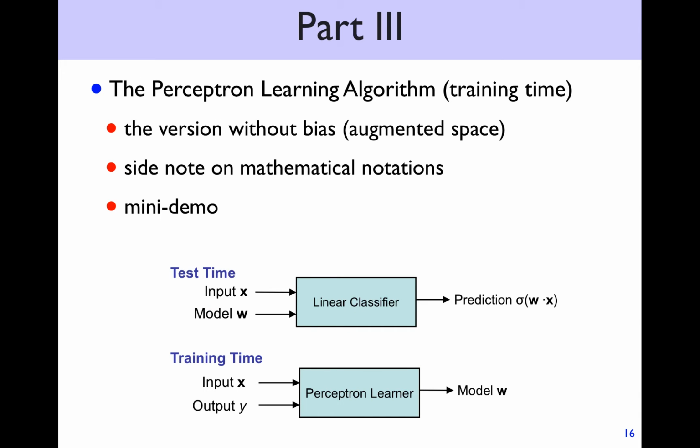Now part 3, the central part of weeks 2 and 3. That is the most important part. Because as we said, given a model, you can do a very simple linear classifier. That's just a dot product. But the question is really how to learn that model W from data, which is a set of input-output pairs, right? That's the core of the perceptron learning algorithm, and that's Rosenblatt's invention.